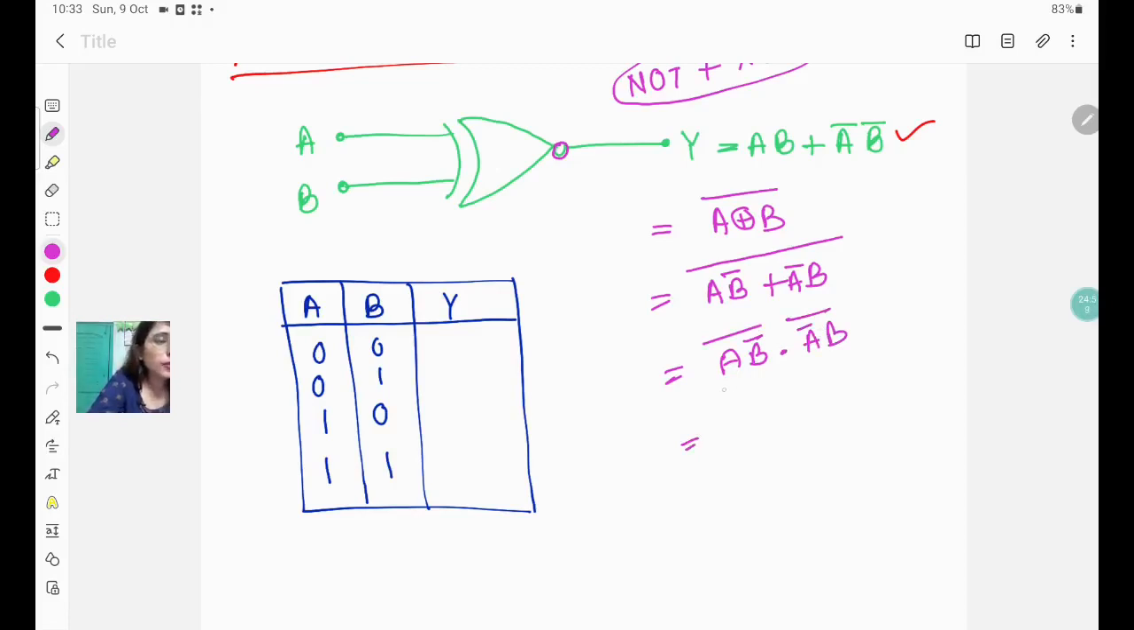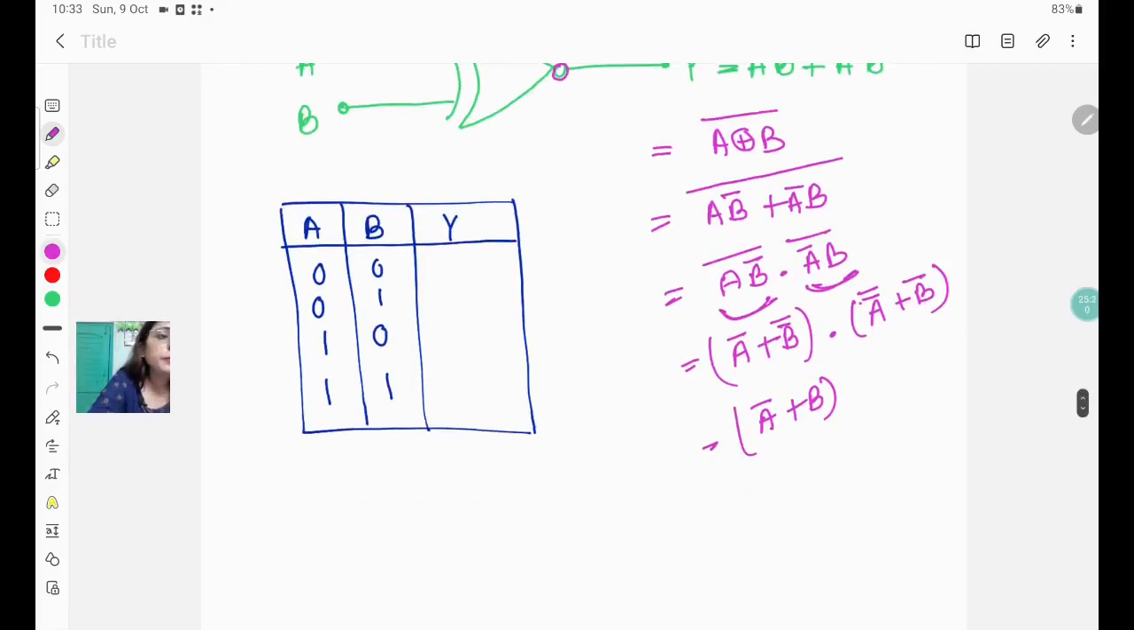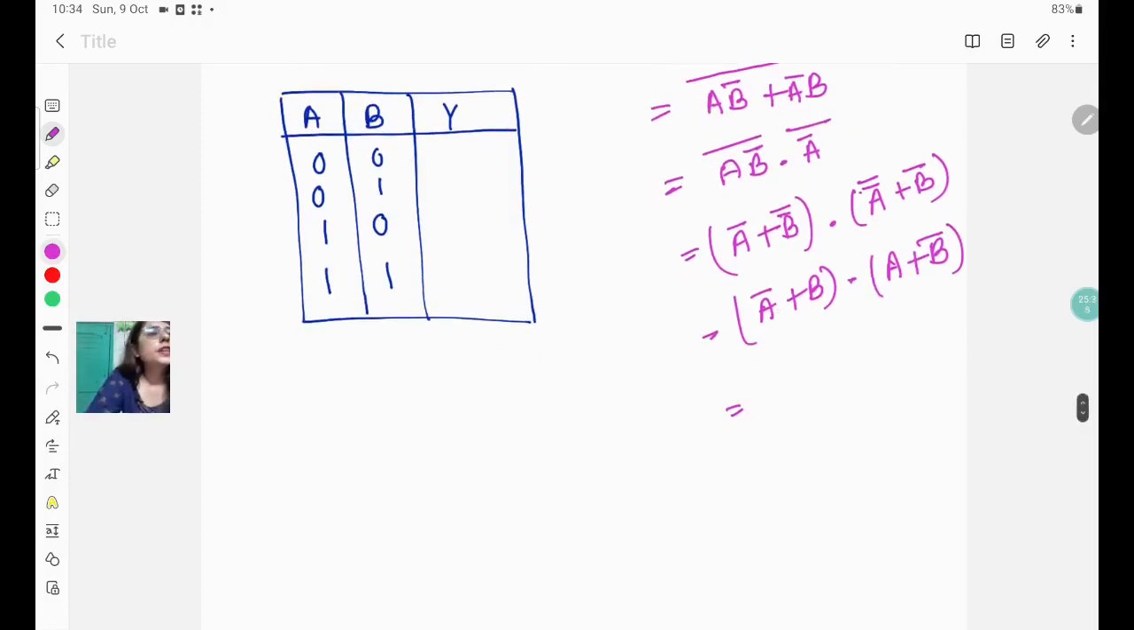Okay, it means from this portion we get A bar plus B bar dot, from this portion we get A bar plus B bar, right? So A bar plus B, because B bar bar means B. Similar way, from here we get A plus B bar, because A bar bar means A. Okay, so from this product A bar plus B dot A plus B bar, we are just going to multiply these two.